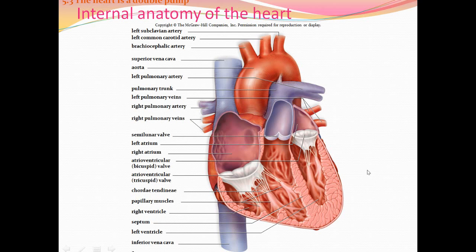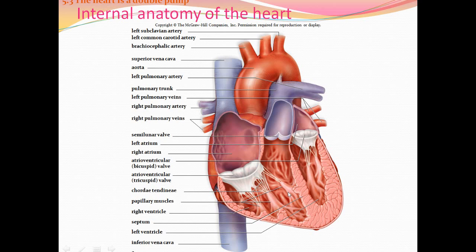If we open it up, you can see the internal features. Say the blood is coming back to your heart to get pumped out. It dumps into this space, the right atrium. Then it has to go through a valve. The valves are there to prevent the blood from going back up into the atrium, so the blood has to go this way.